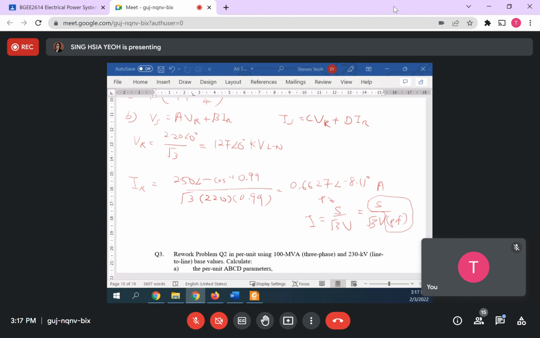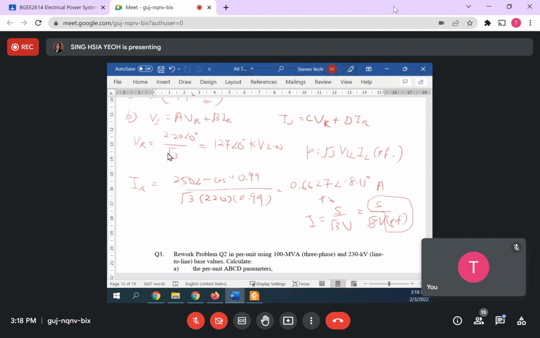When do we use square root 3? Divided by square root 3, right? It is because of this question really. We already had that. Why is it? There's a reason. Because the P formula is actually P equals sqrt 3 V line to line I line, then multiply with power factor.